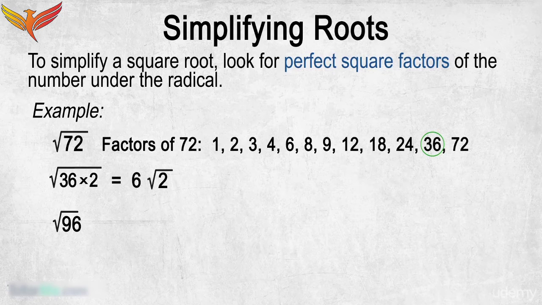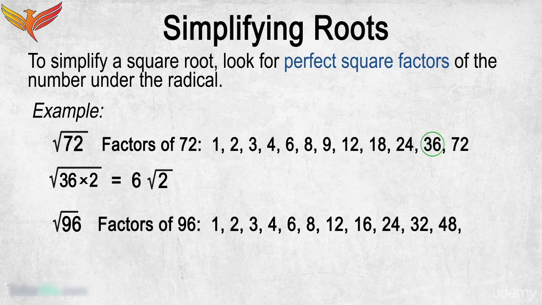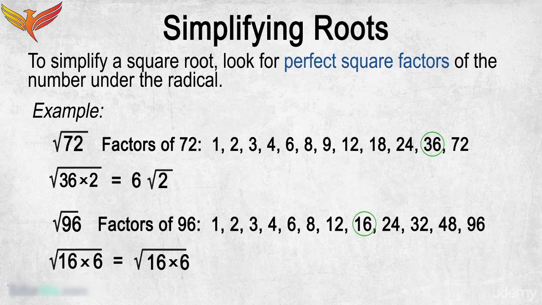Square root of 96. Again, let's take a look at the factors. 1, 2, 3, 4, 6, 8, 12, 16, 24, 32, 48, and 96. See any perfect square factors? 2 this time, 4 and 16. Remember, we're looking for the biggest one, so we'll grab 16 and rewrite 96 as root of 16 times 6. We'll pull out the perfect square, 4, and we're left with 4 root 6.